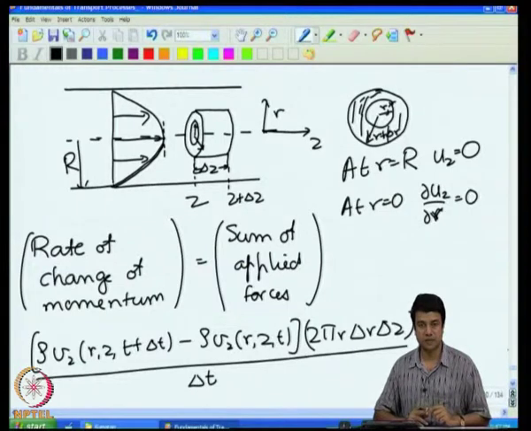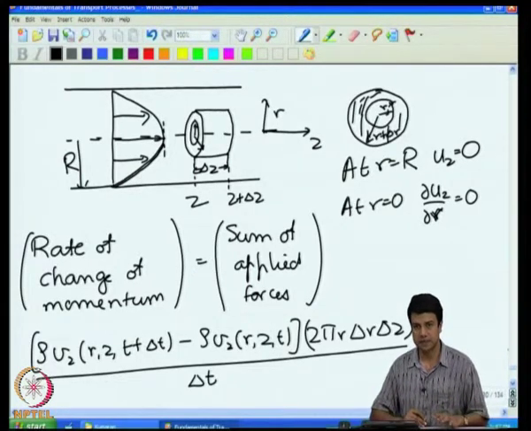It is possible to have that provided there is a net stress exerted by some object at the center. In this case, we have no object at the center, it is just a pipe. There is no surface at the center. Therefore, the velocity derivative has to go to 0 at the origin itself.